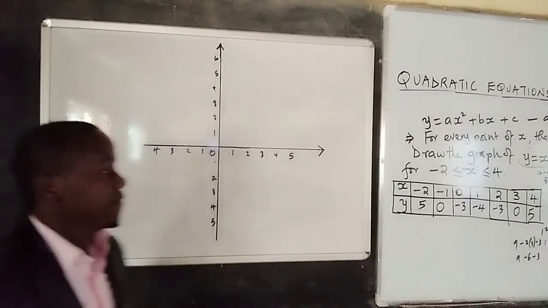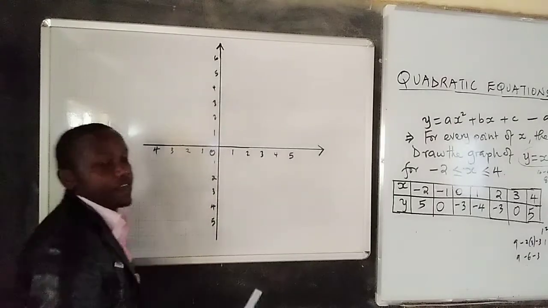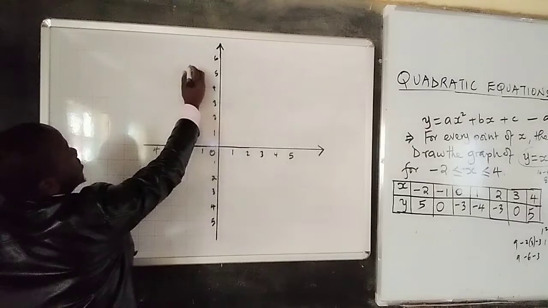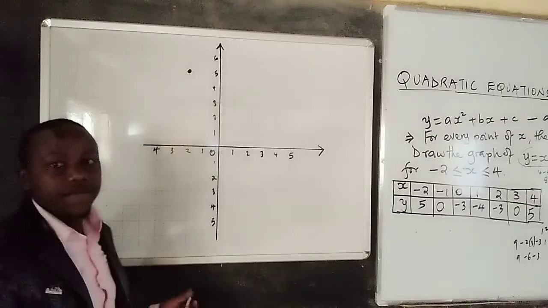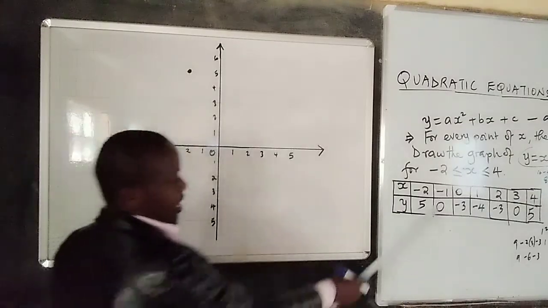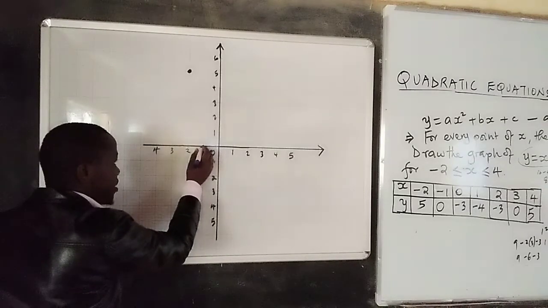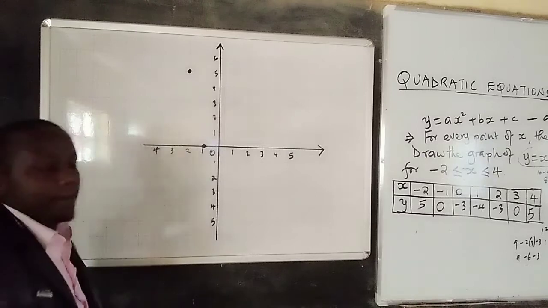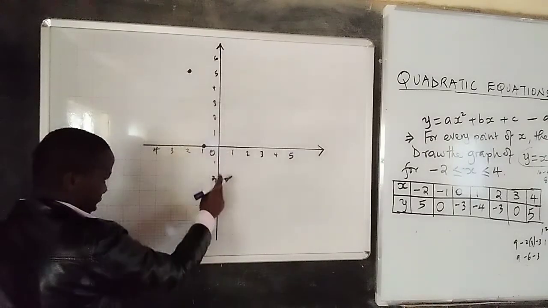Yes. So we have the first one, negative 2, positive 5. Put us. Then after that, the next one is negative 1, 0. Just here. Again, 0, negative 3.